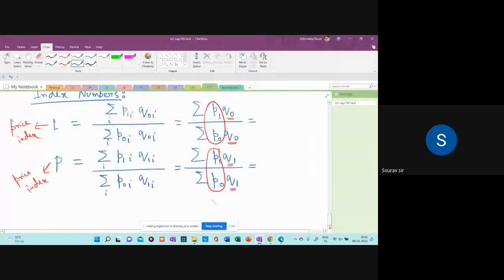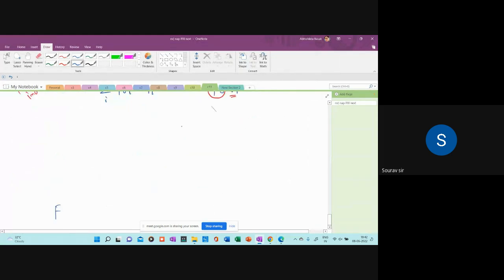If they ask you next the Fisher's index, so F is basically, just wait for a minute.